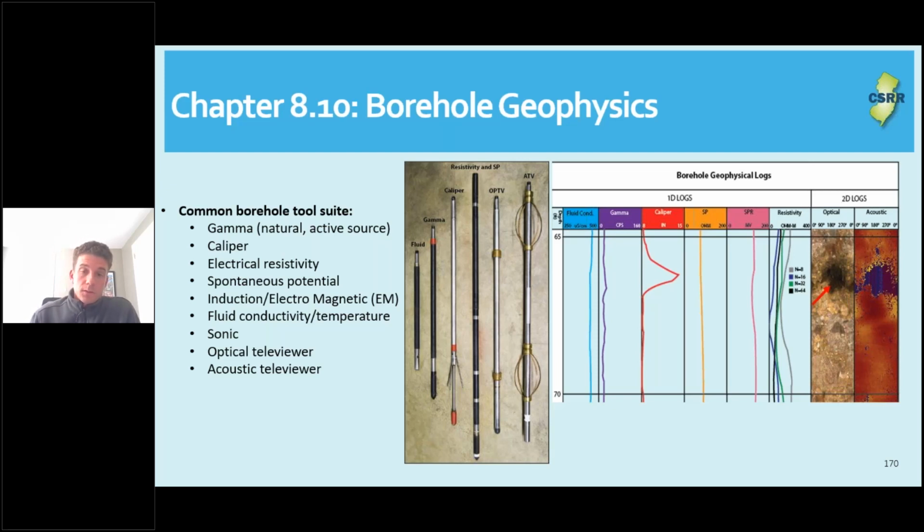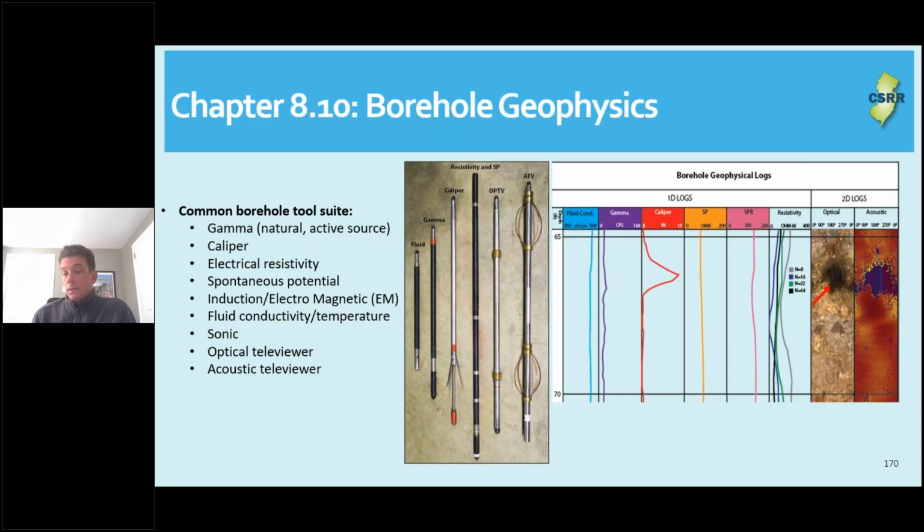There's a sonic tool, which measures acoustic properties of the rock, so kind of seismic, and this can indicate permeability, porosity. And then finally, we have an optical televiewer and an acoustic televiewer. The optical televiewer takes a 360-degree image of the inside of the borehole, and this is useful to look at the rock type, the color of the rock.